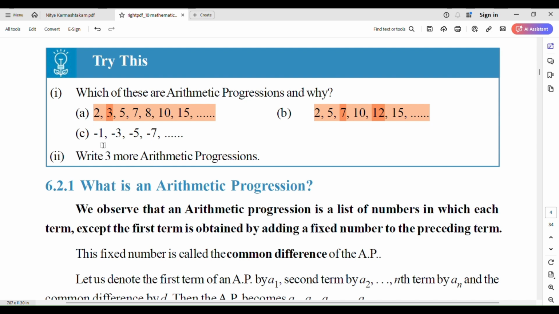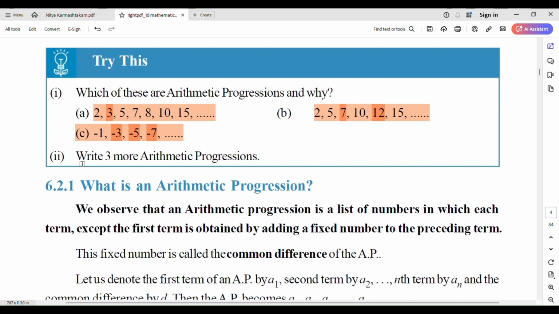Now minus 1, minus 3, minus 5, minus 7. Minus 1 minus 2 is minus 3. So I should apply the same thing here to get the next term. Minus 3 minus 2 is minus 5. Yes, very good. And then minus 5 minus 2 is minus 7. So I am able to obtain the next term by subtracting 2 from the previous term. That means this is a proper arithmetic progression.